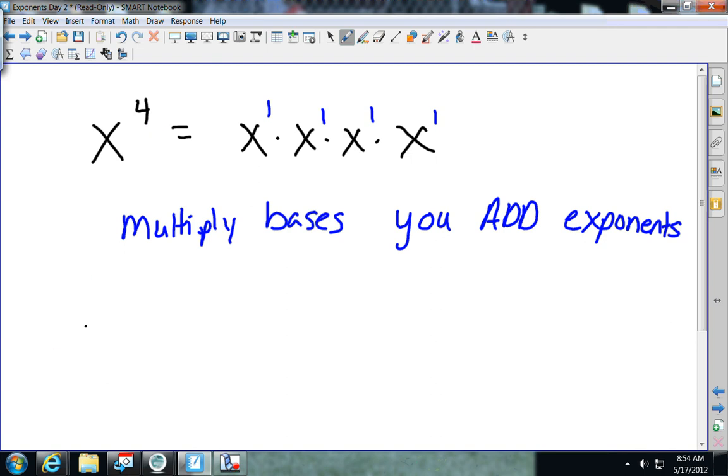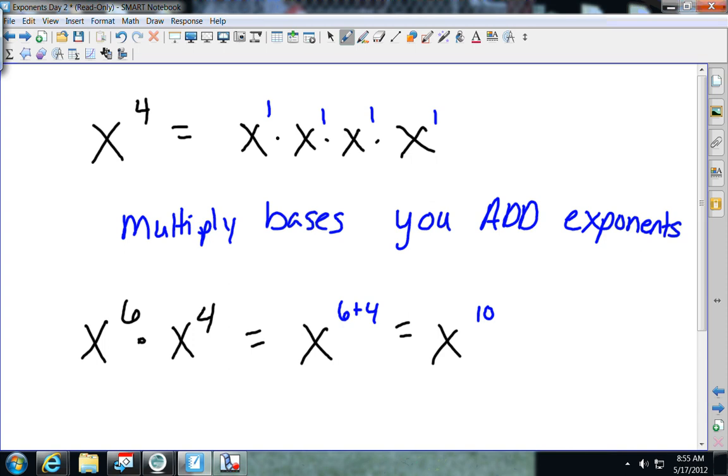What if I had x to the 6th times x to the 4th? What would you do here? You are multiplying the bases, so the bases stay the same, and you add the exponents, which would give us x to the 10th. Okay? Shouldn't be that big a deal.